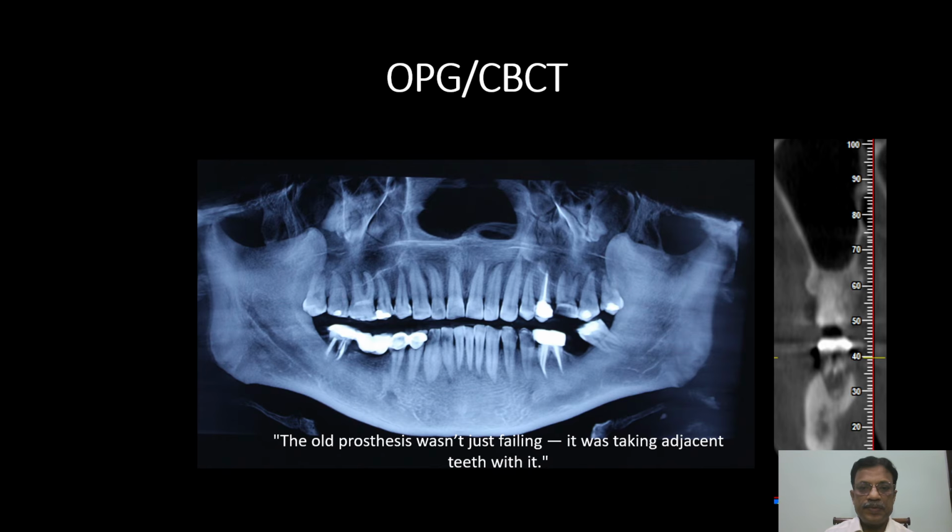Now let us see what the OPG and CBCT reveal. In the OPG, we can clearly see that 48 is failing, and we need to remove this FPD to save the 44 and 45 teeth, because the longer this FPD remains in the mouth, the greater the chance that more damage will be done to 44 and 45.